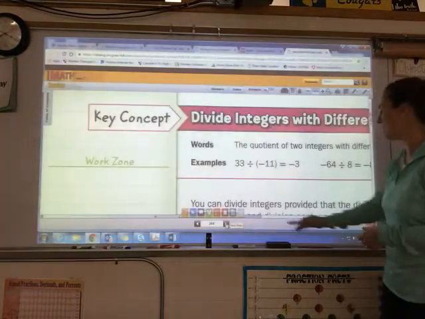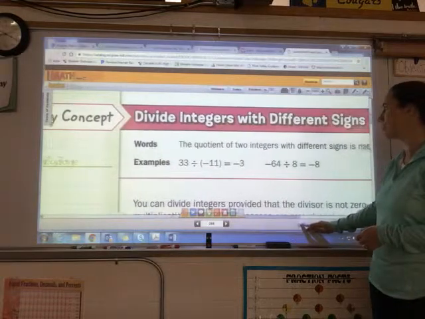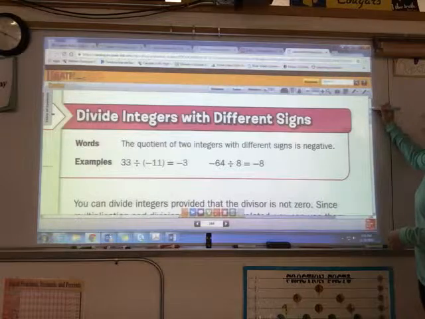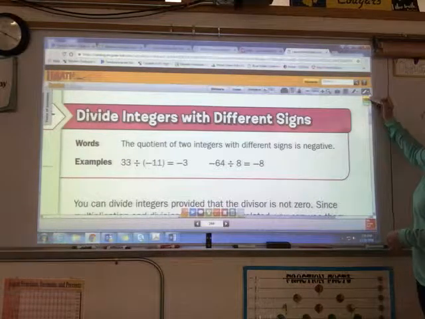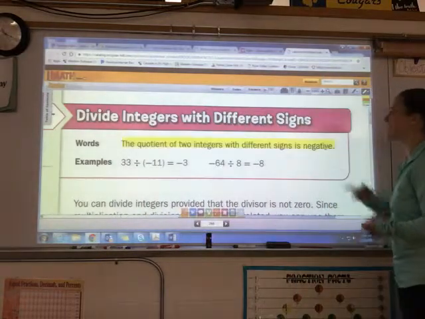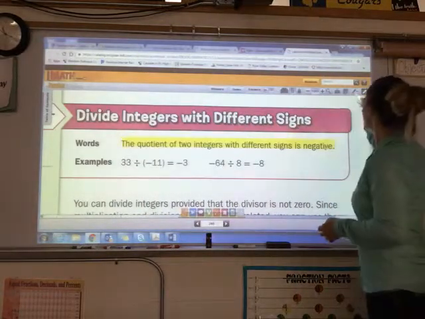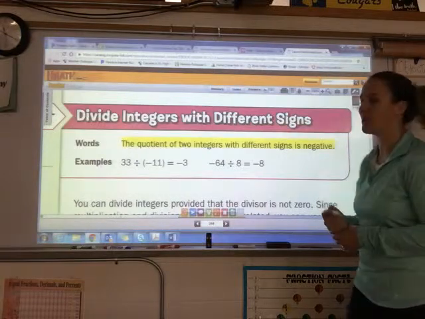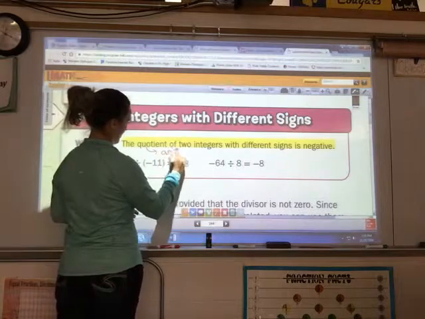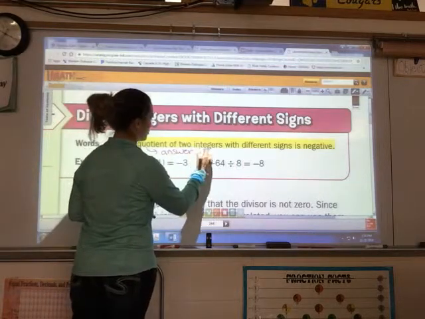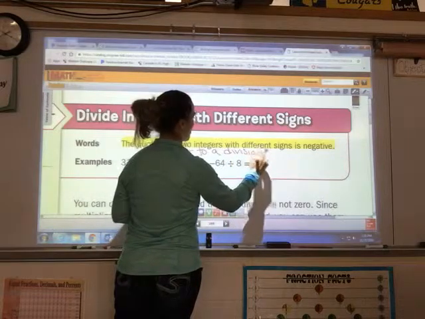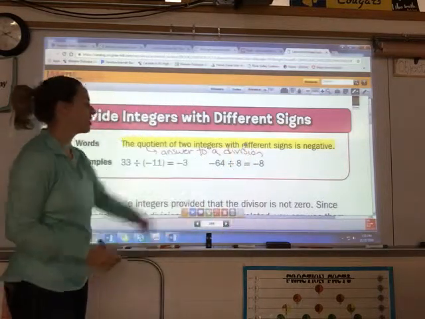We're going to begin on page 244 in your book, so please turn to the top of 244. The first rule that they give you says the quotient of two integers with different signs is negative. Remember, for those of you who may not be familiar, quotient is the answer to a division problem. As mentioned earlier, we're going to be focusing on division.